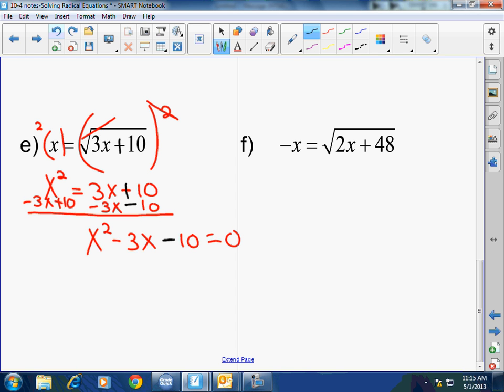You guys got that trinomial? Yes, sir. Okay. How do we factor this trinomial? You go x and x. Remember, what times what equals negative 10, but when added together equals negative 3. Negative 5 and positive 2. Very good. Is everyone with me so far?